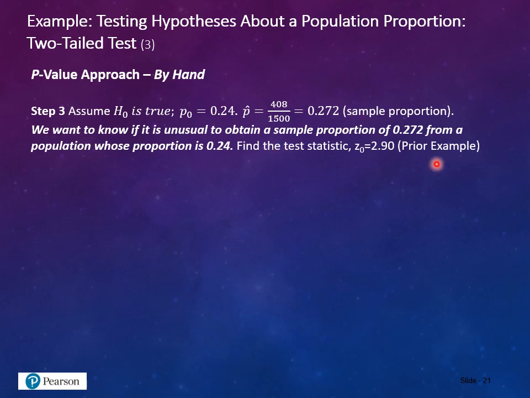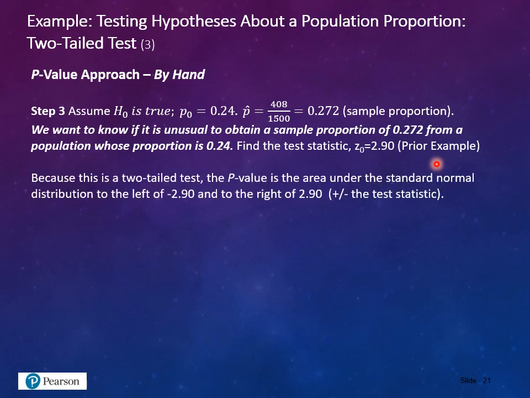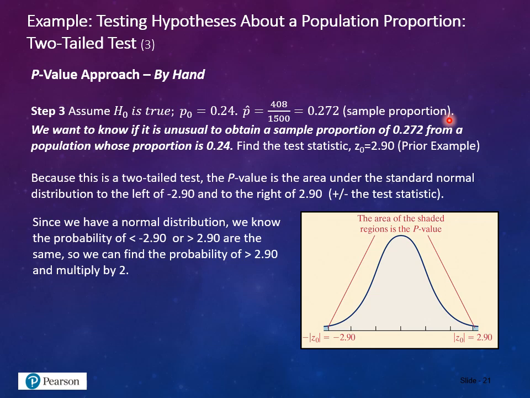Okay. We still want to find the test statistic first, like we did in the prior example, so I'm not going through that calculation. It's the same one. Now remember that in a two-tailed test, the p-value is the area under the standard normal distribution. And because it's two-tailed, it's the area to the left of negative 2.90 and to the right of 2.90. Since we know this is a normal distribution, we know that the probability of less than negative 2.90 is the same as the area or probability above 2.90. So we can just find one of these probabilities and then multiply it by 2.